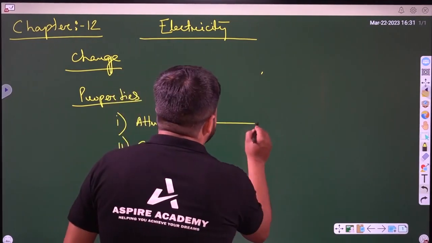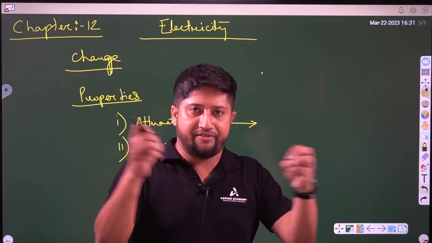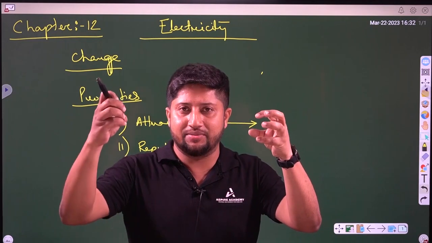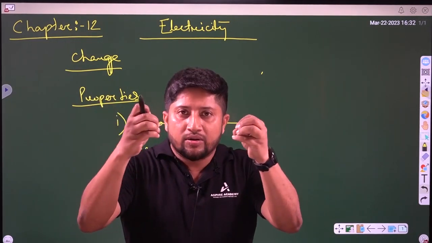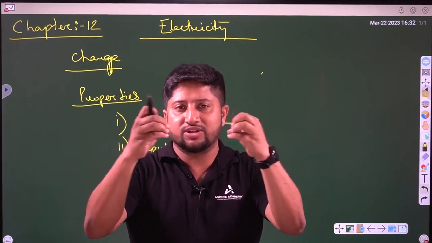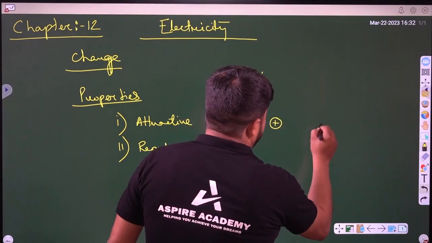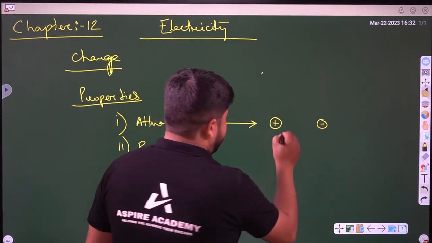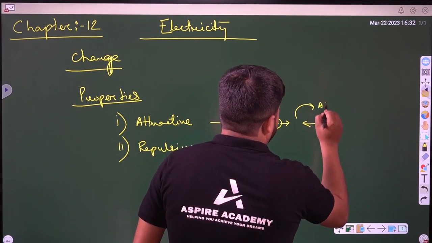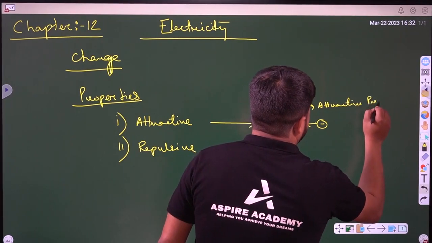The attractive property means two dissimilar charges attract each other. Suppose we place one positive charge and one negative charge near each other, they attract each other. So this property is called the attractive property.